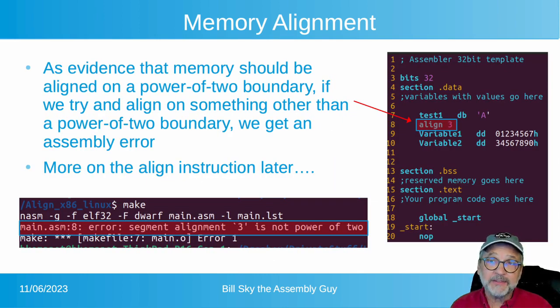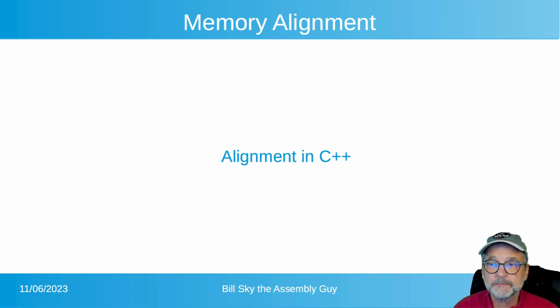Now, I thought to myself, can we align on something that's not a power of 2? So notice on the code on the right here, I tried to do an align 3, and when I tried to build it, it said error, segment alignment 3 is not a power of 2. So that's evidence that you must do things with a power of 2. Now, one thing I find very interesting is ARM doesn't care. If I said align 3 on ARM, it would do it. That would totally screw up the performance of your app if that's what you're worried about. It's always good to do things based on a power of 2. Always, no matter what operating system you're working with.